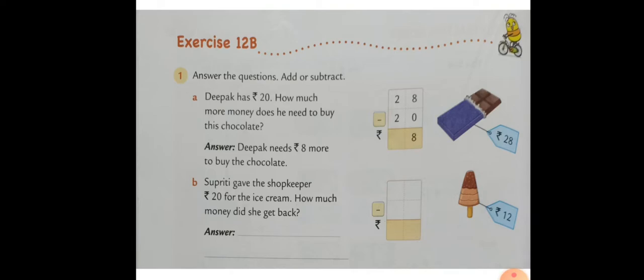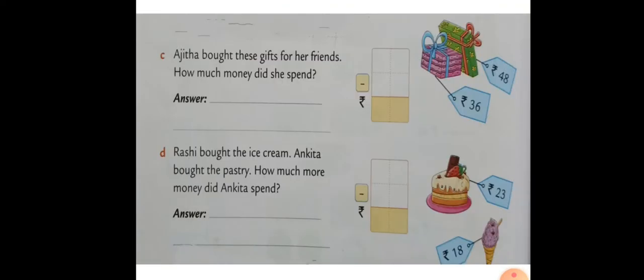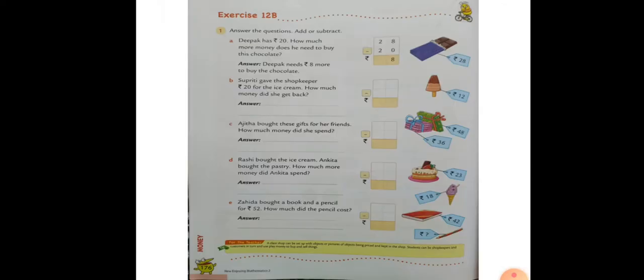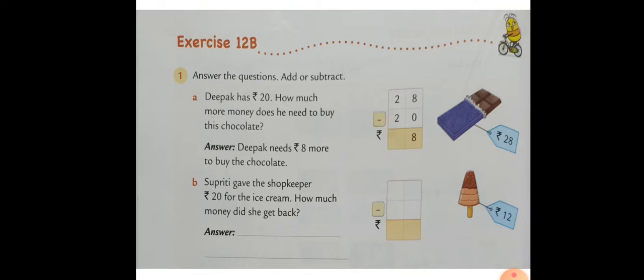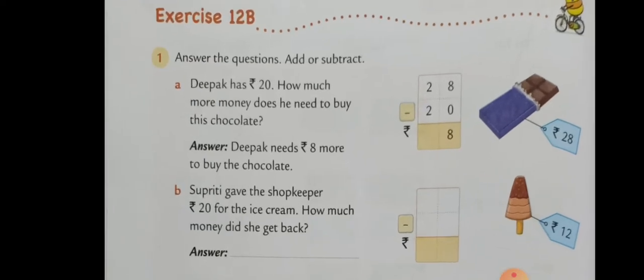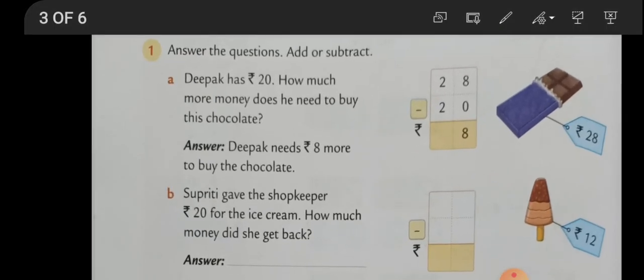So I'll begin. It's Exercise 12B, children. Let's begin. This is Exercise 12B, page 176. Here I go. It's given that the amount to be paid for the Cadbury is 28 rupees. So first I'm going to read the word problem, what it is all about.